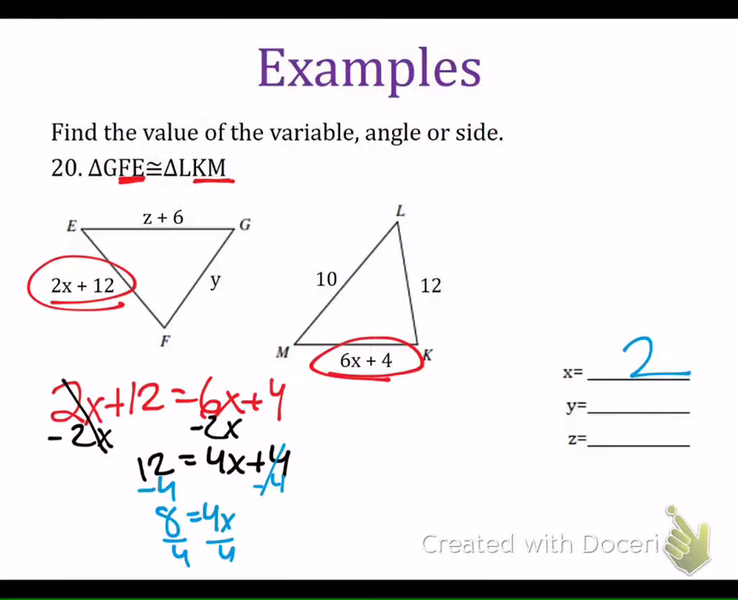All right, here is the y. Y represents the length of which side? GF, which goes with LK. And what is the length of LK? 12. So that's actually already solved. Y is 12.